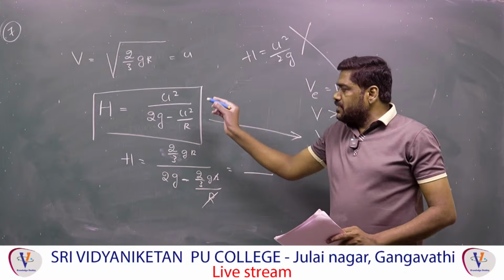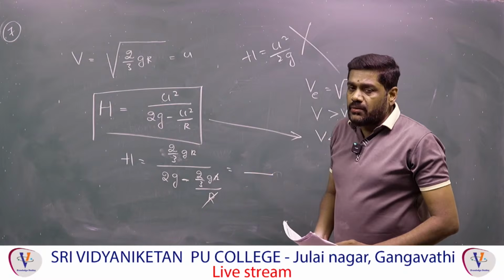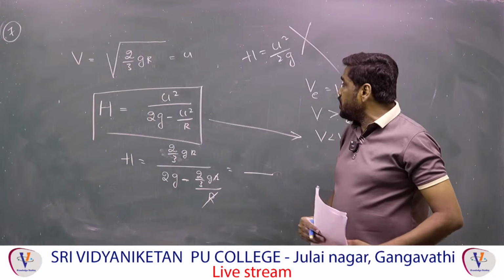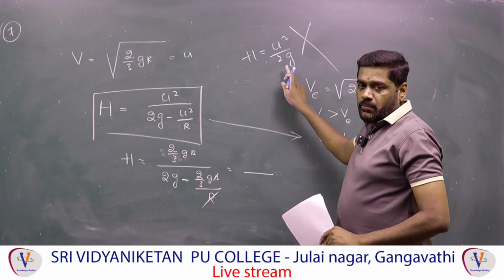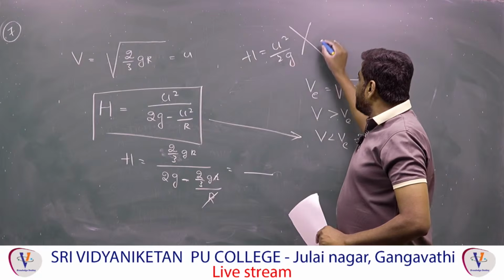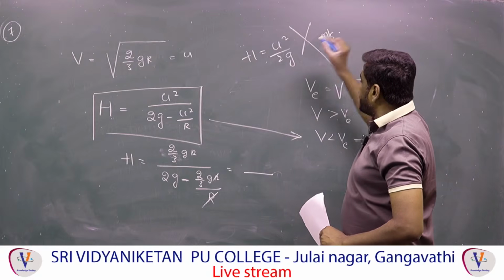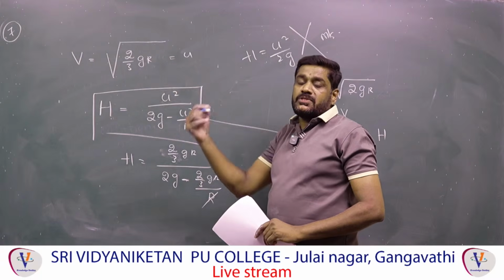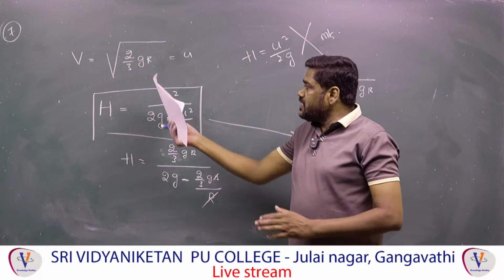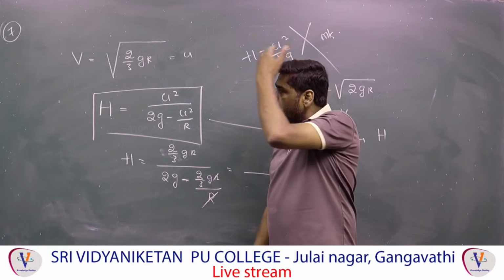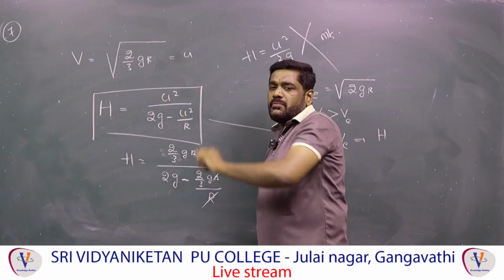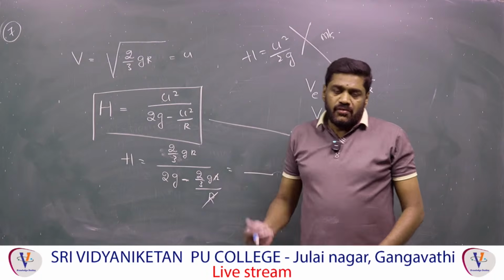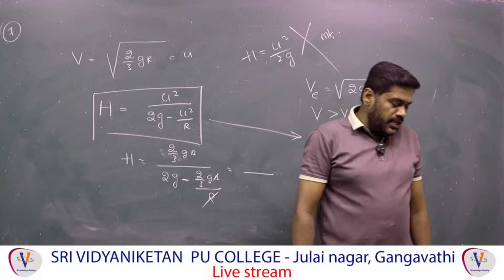Therefore, this is the maximum height raised by the body when you are projecting with a velocity less than the escape velocity. Don't use this formula. This formula is not applicable. This is the order of only meter per second. Here R is the radius of the earth, which is expressed in kilometers, and G is 10 meter per second squared. Therefore, this velocity is not in meter per second, it is in kilometer per second, a very high velocity. That's why we can't use the U square by 2G formula.